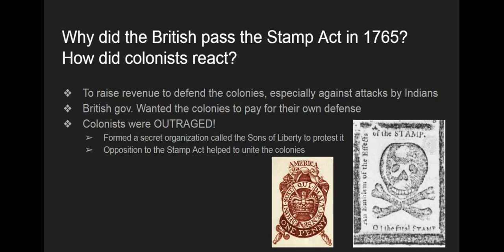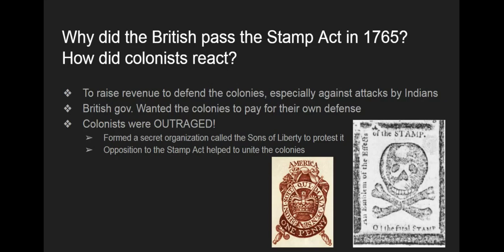So one of the big tax laws that was started was the Stamp Act in 1765. But why did the British pass it to begin with? First of all, they needed to raise money, revenue, to defend the colonies, and they were mostly focused on raising money to protect the colonies against attacks by Native Americans or Indians. There were a lot of taxes that also needed to be done after the French and Indian War. So the British government wanted the colonies to pay for their own defense or protection. The colonists, however, were not happy about this.